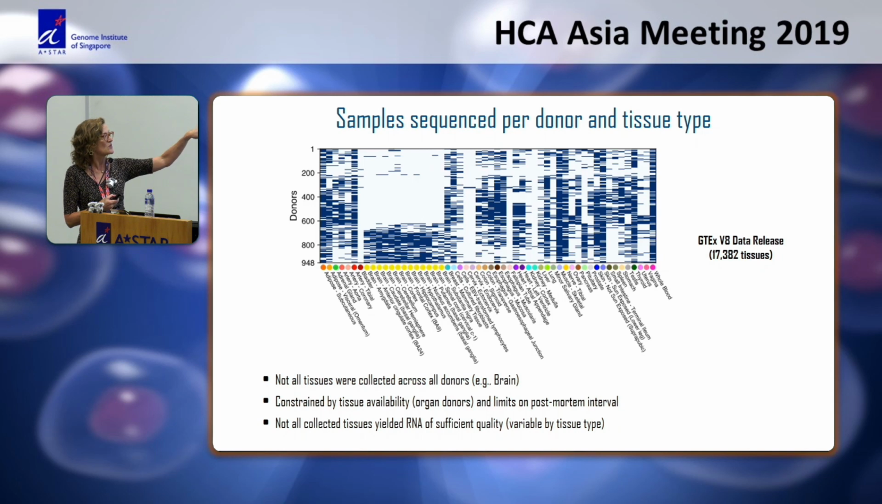As I told you, we don't get all tissues collected across all donors, so the brain were only collected on donors that weren't ventilated. Also, there are some donors that are organ donors where there are organs that end up going for transplant, such as kidneys, lungs, hearts, so we tended to get those less frequently. And then not all the tissues yielded RNA of sufficient quality, and that was variable by the tissue type and by the type of collection up front as well, as I showed you.